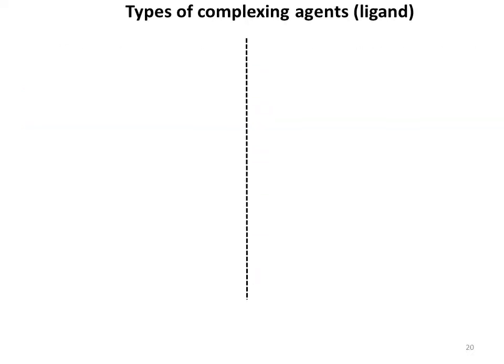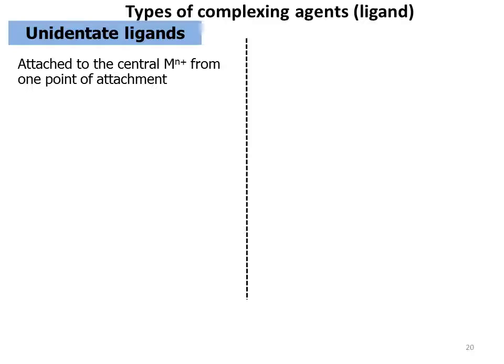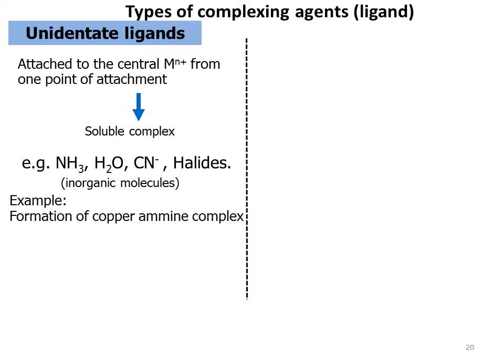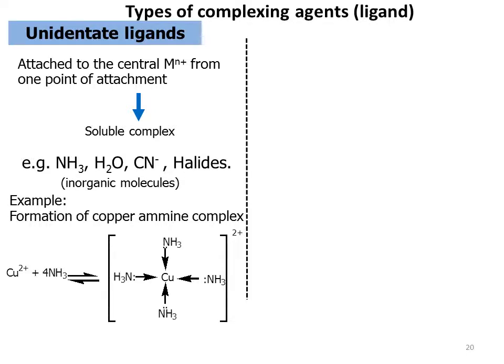A simple comparison between the types of complexing agents or ligands: you will see that the unidentate ligand attached to the central metal ion forms one point of attachment, forming a soluble complex using ammonia, water, cyanide, or halides as ligands, which are inorganic molecules. An example of that is the formation of copper amine complex.